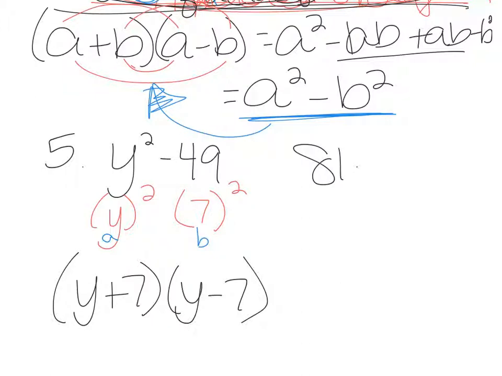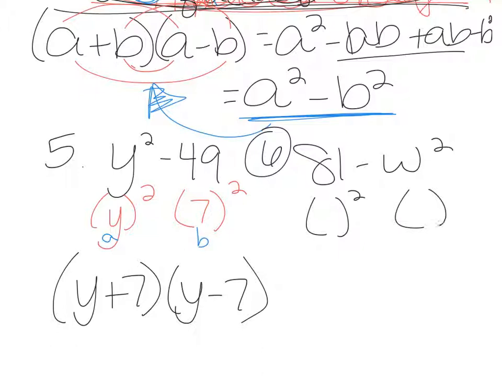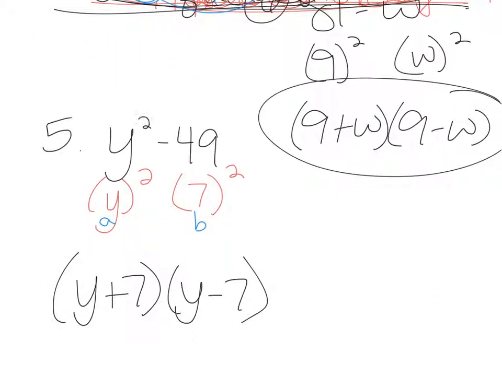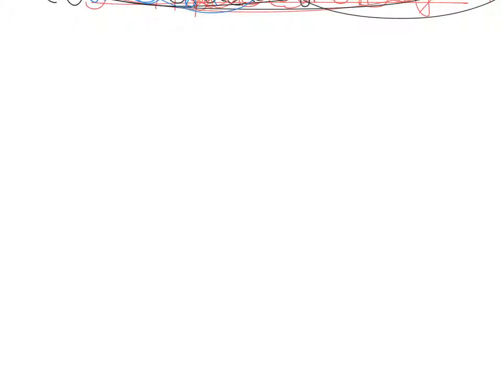Let's try 81 minus w squared. Once again, we're going to check, do I have something squared minus something squared? We ask ourselves, what squared gives me 81? Hopefully we can come up with 9, and then what squared gives me w squared? And we know we can do w. So if you can fill in those two blanks, all you're going to do is take the first term, add it to the second term, and then take the first term and subtract the second term. Whatever you fill in with those parentheses, you're going to add them and you're going to subtract them, and that is your factored expression. Okay, so let's keep moving forward. Once you get the hang of it, these all are pretty much done the same way.